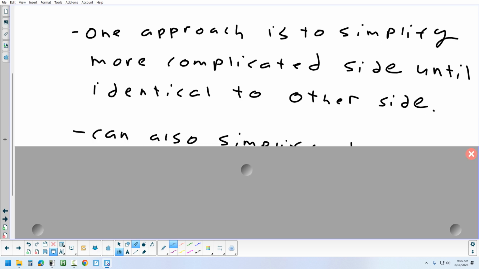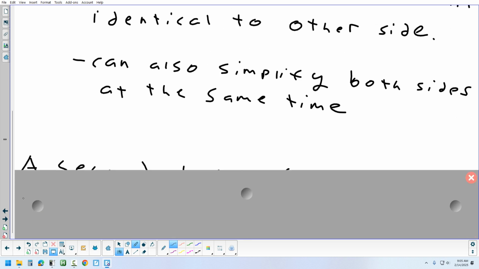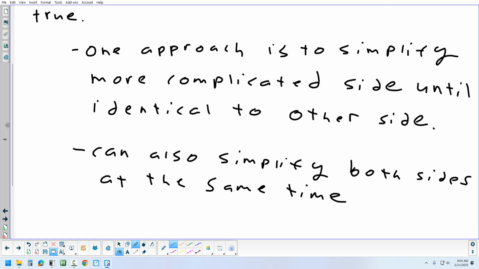Now, the other approach you can do, which I'm probably not going to in the ones we do today, is work with both sides at the same time. So you do a little bit of simplifying on the left, a little bit on the right, and eventually you get them to be the same on both sides. That's the goal. You've got to get the left and the right side to be the same. Okay, and I'm generally going to stick with the top method. Any questions on that?